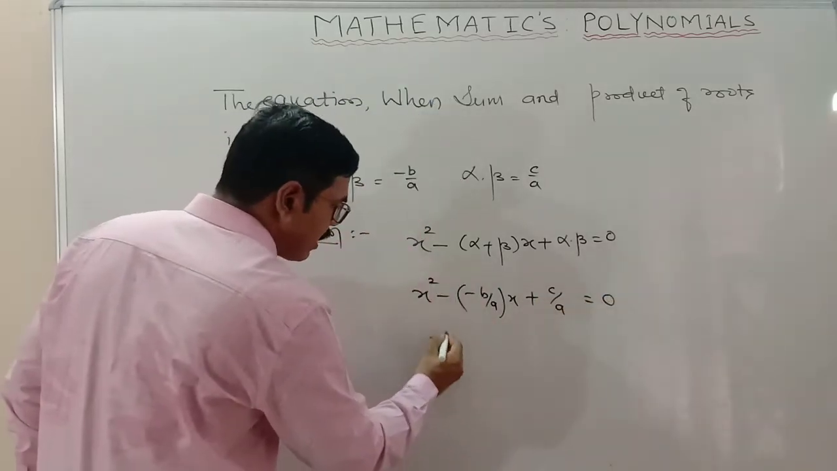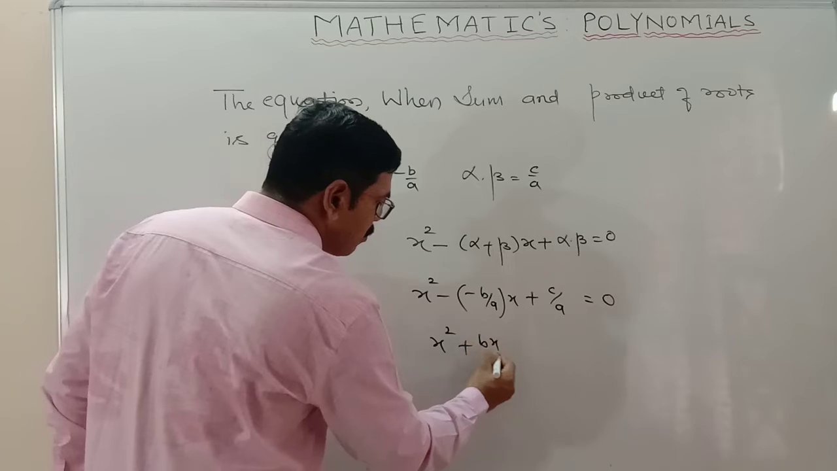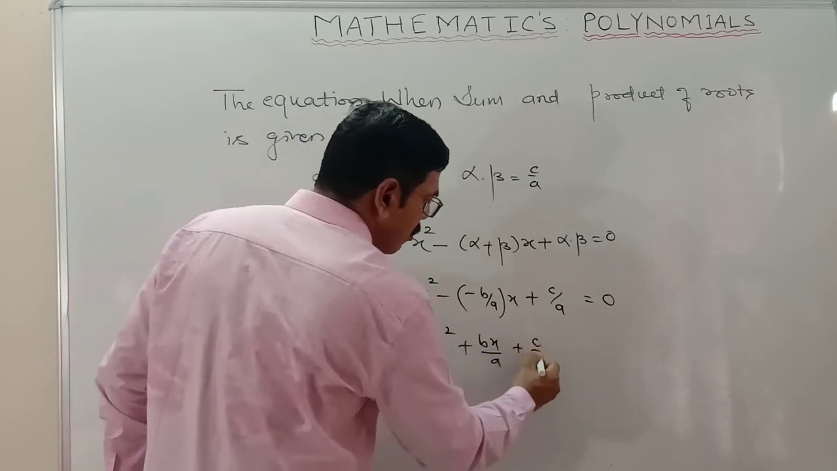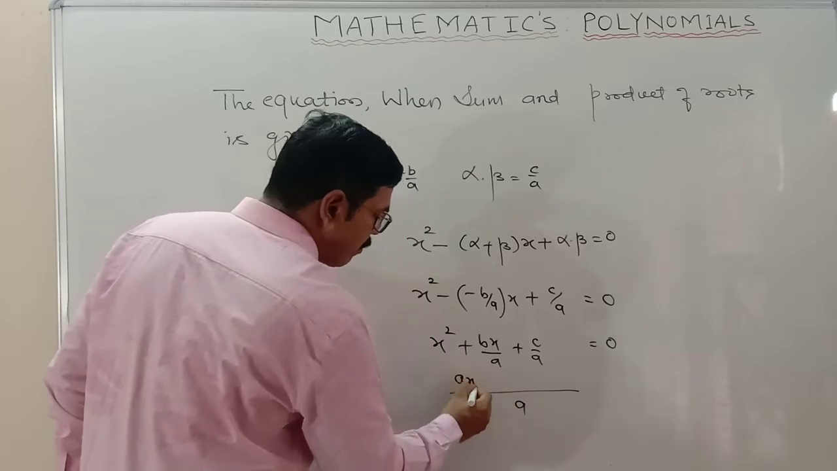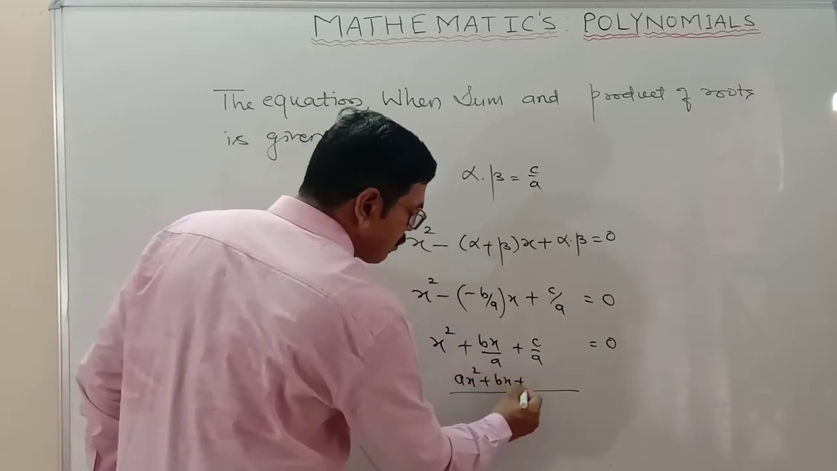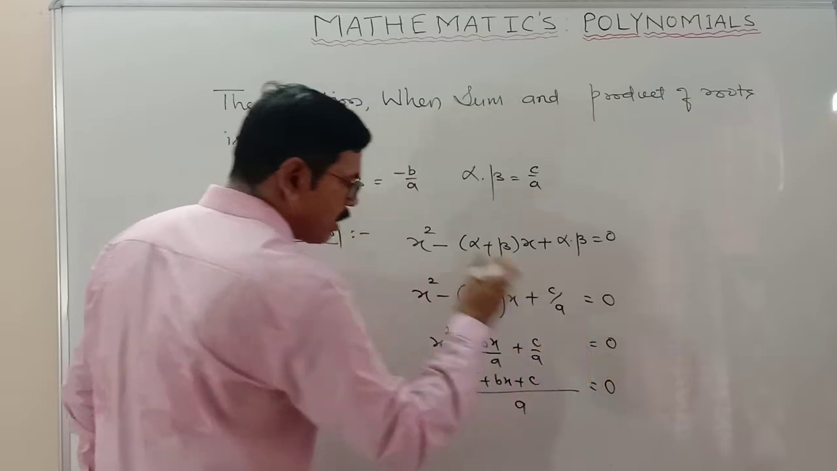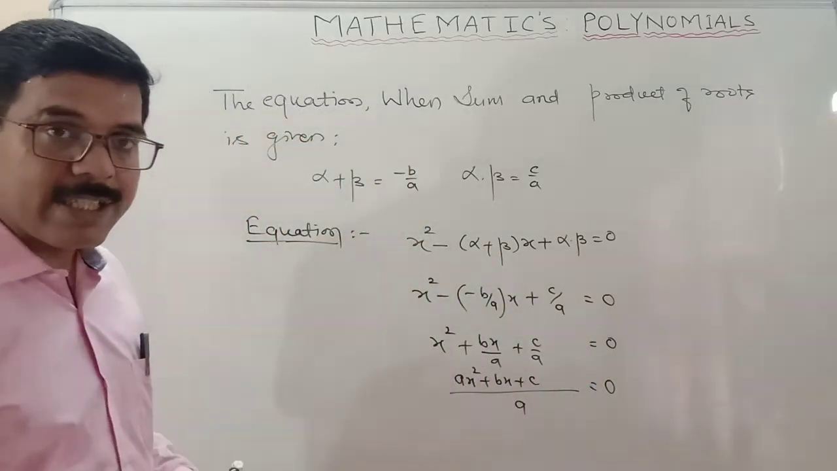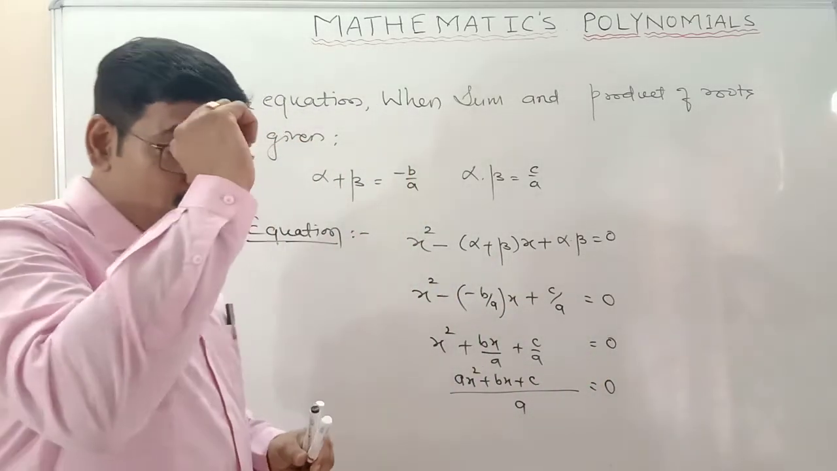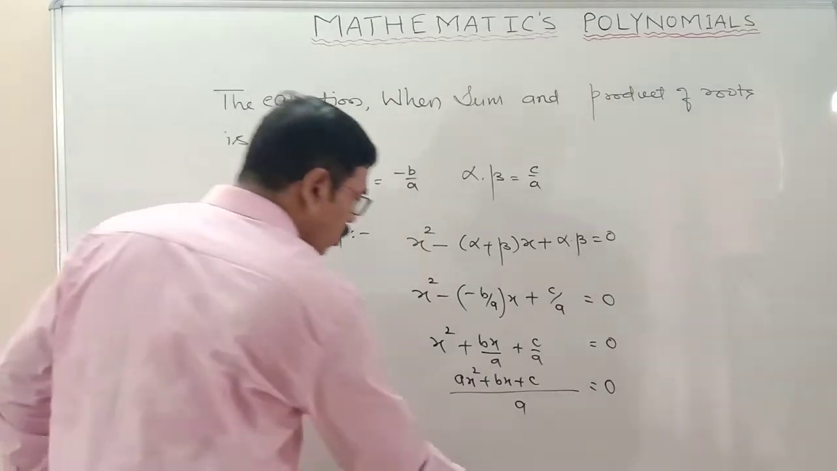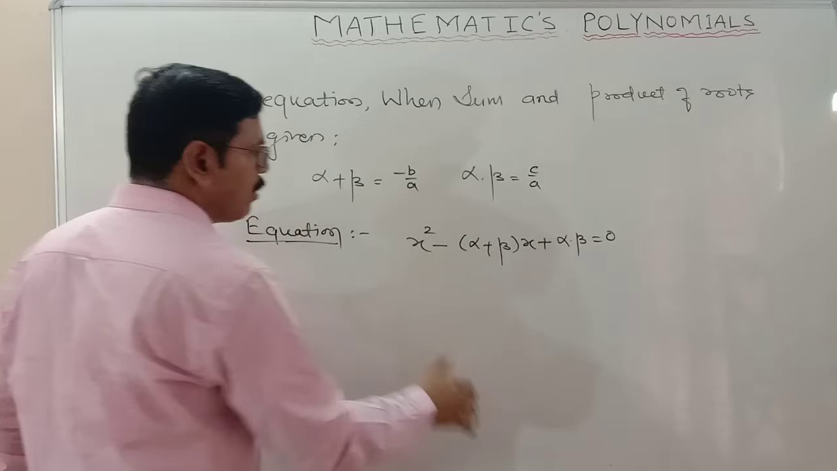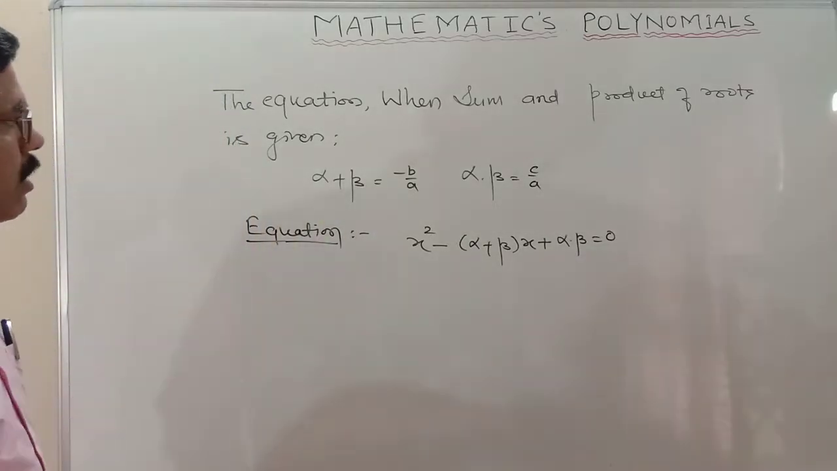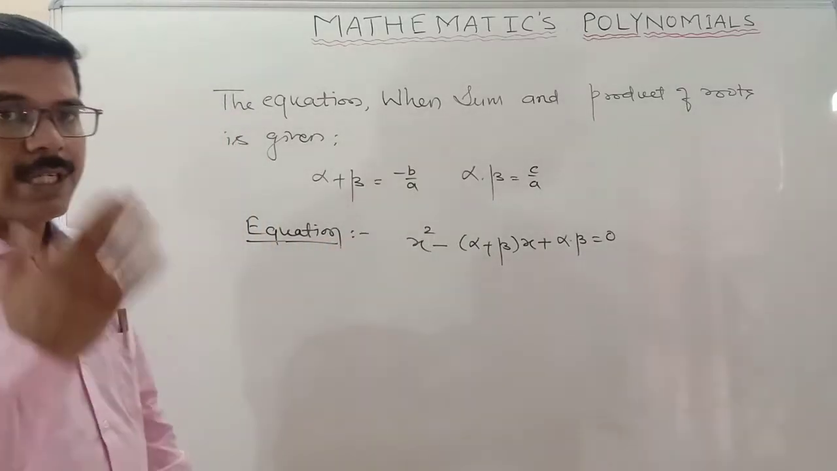Now we'll solve it. x square plus bx upon a plus c upon a is equal to 0. We'll take the LCM, and it will become ax square plus bx plus c is equal to 0. This a will be multiplied there and we get the same equation. Do you have any doubt? That is quite simple. So you must note down that you can determine the equation or polynomial if the sum of roots and the product of roots is given.